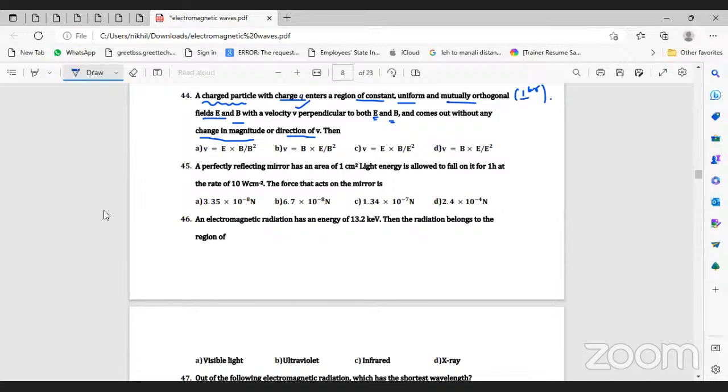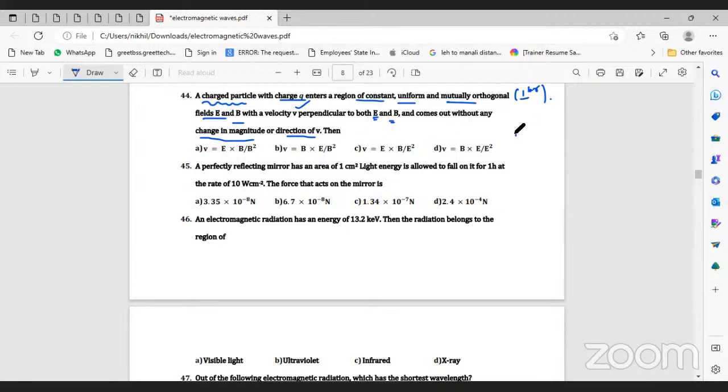Let us take the options like this: E into B by B square, B into E by B square, E into B by E square, B into E by E square. This can be analyzed like this.